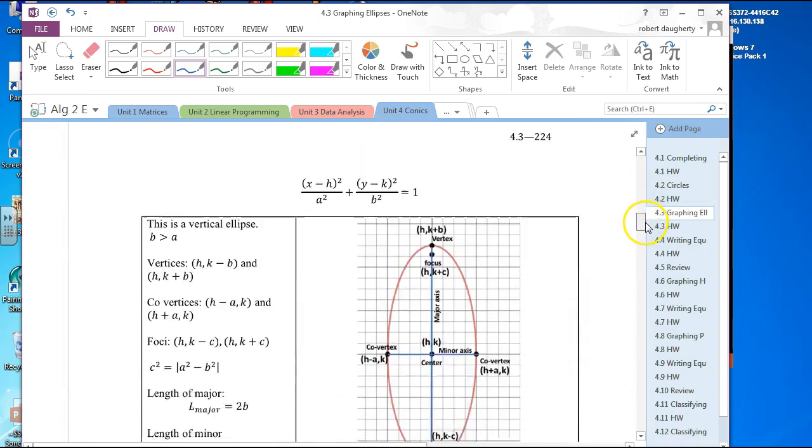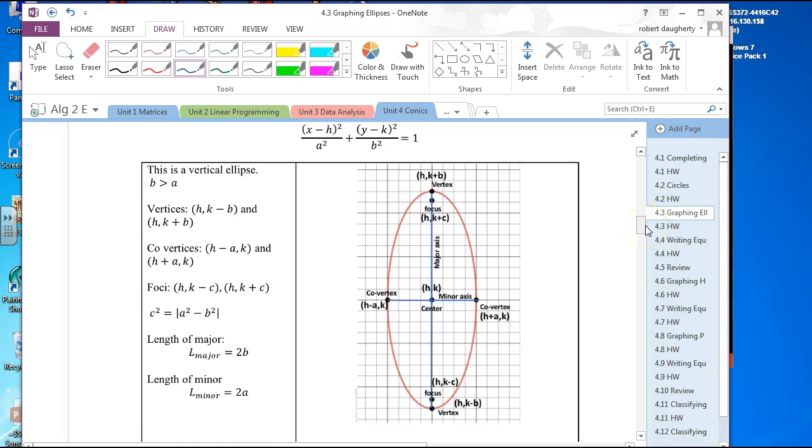So let's take a little bit more look at the details here. Now this is one of those things that has all of the details. You're going to drive yourself crazy. You can't spend time memorizing this. You're just going to have to work problems and let this become part of your muscle memory of how to figure out where the pieces are. So a vertical ellipse is when B is greater than A. B always goes with the y term. When B is greater than A, you're going to have a vertical ellipse.